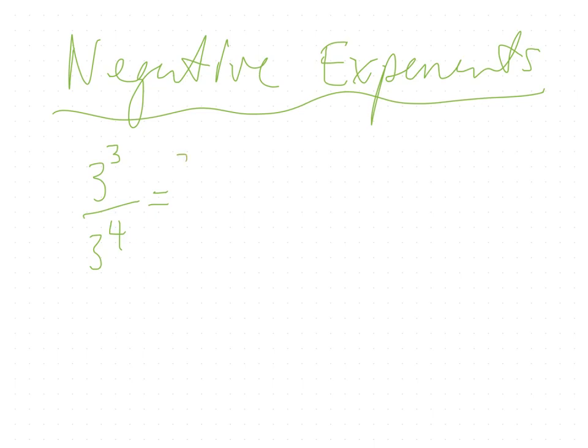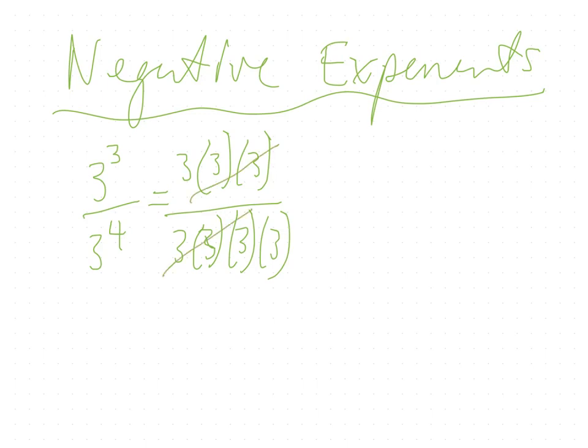If we expand this, there's 3 factors in the numerator, there's 4 factors in the denominator, 3 of them divide out. There's an extra factor in the denominator. So this answer becomes 1 over 3.